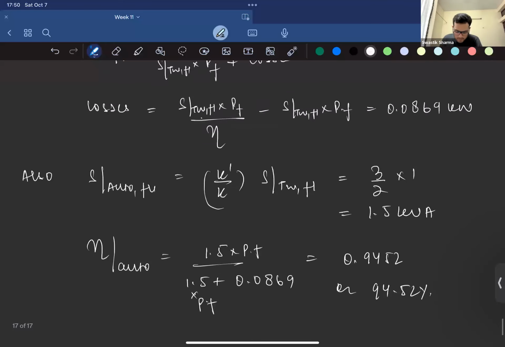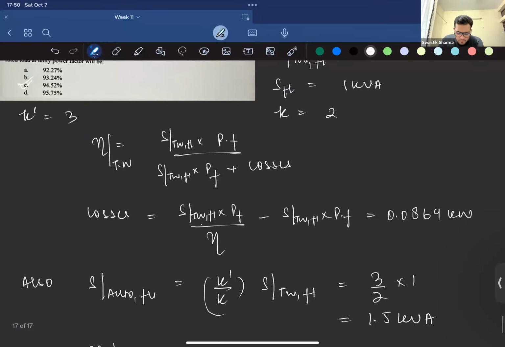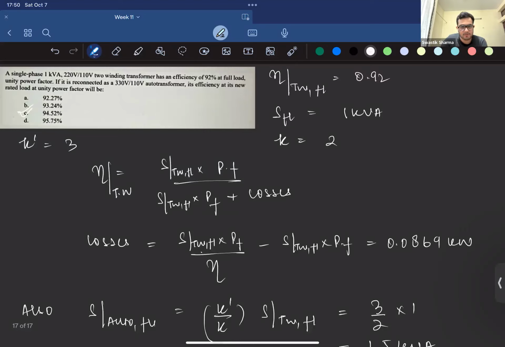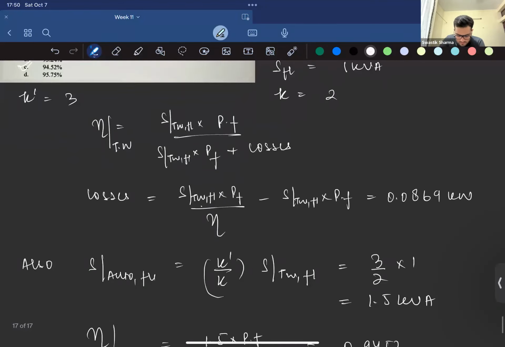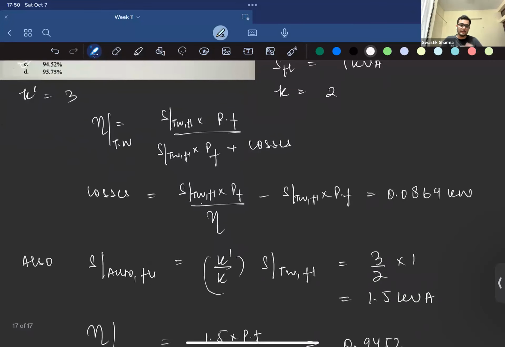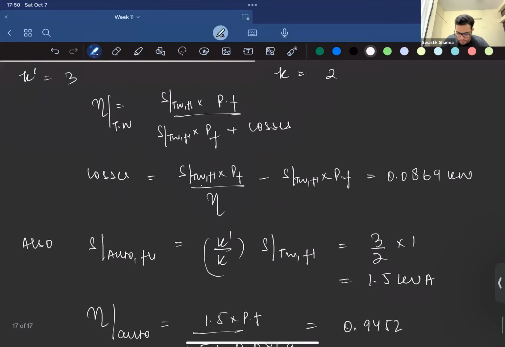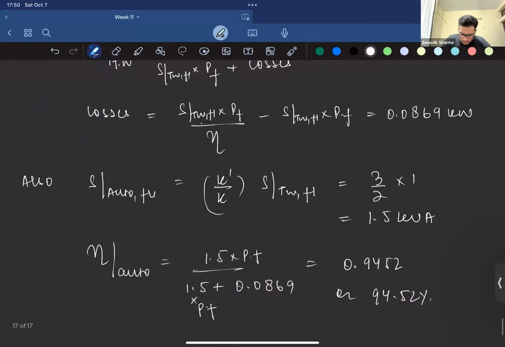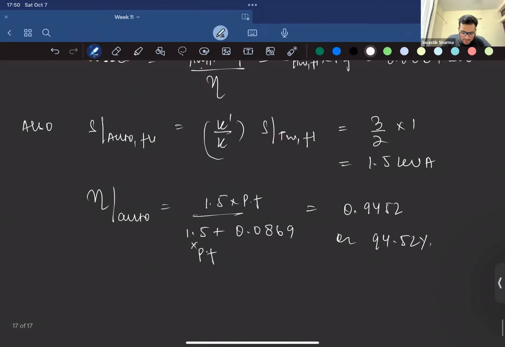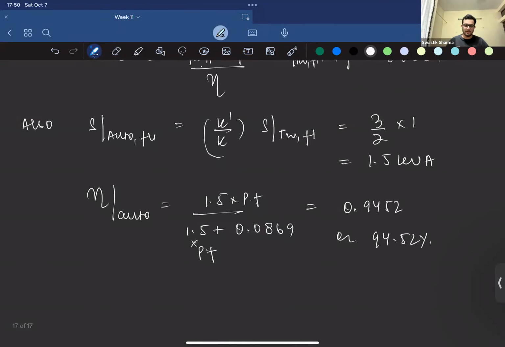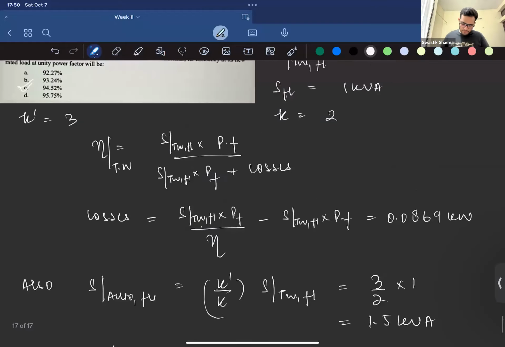Still, I'm writing so that you don't get confused, right? So we know the kVA of two winding transformer at full load, which is 1. We know the power factor is unity, and we got the losses. Now we know how to get the VAs of auto transformer from that of the two winding transformer. We did that. We got the VAs for that auto transformer, and from that we calculated the efficiency, which is nothing but the power at full load for the auto transformer divided by the power at full load plus losses. So that's how you solve this question.